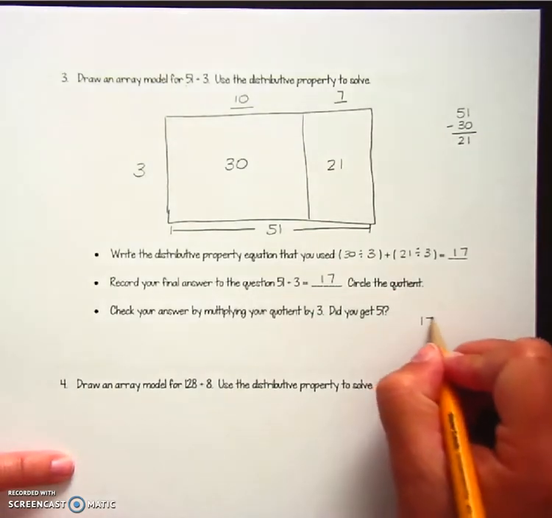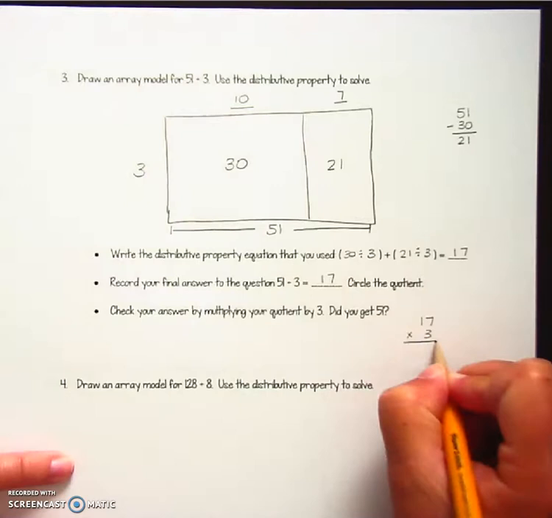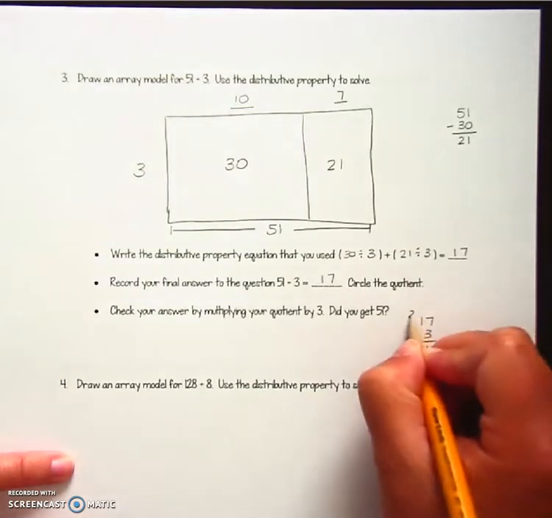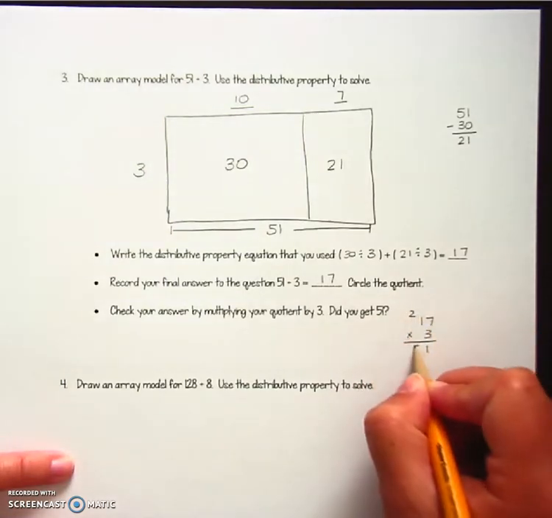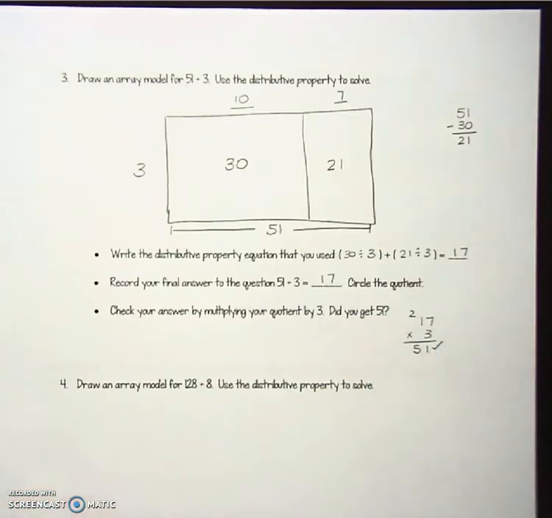I'm going to do 17 times 3. 3 times 7 is 21. 3 times 1 is 3, plus 2 is 5. Gets me my original answer of 51. So it should be the same at the end.